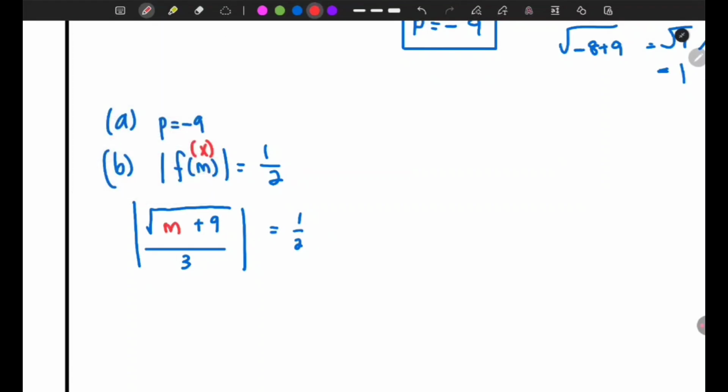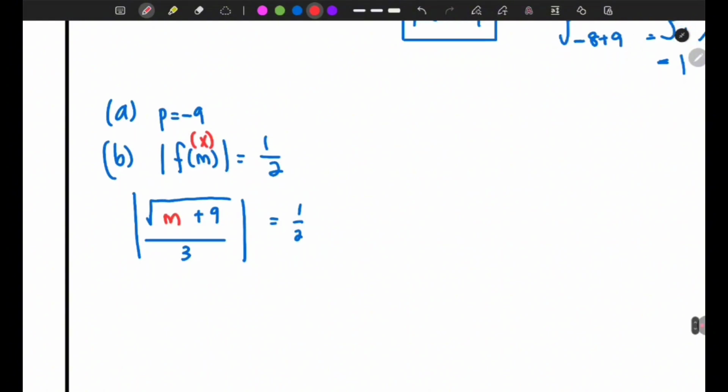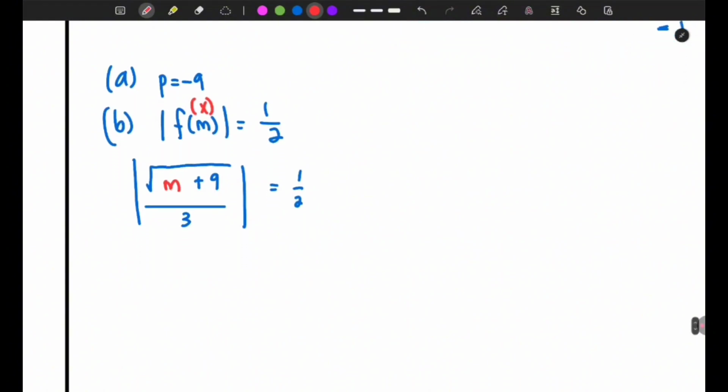And now shift your modulus. If modulus here, bring to that side, become plus minus. As long as it's not a 0, bring a plus minus there. So third root of M plus 9 over 3 equals to plus minus 1 over 2. So what you do when you have a plus minus, split it into 2 parts.